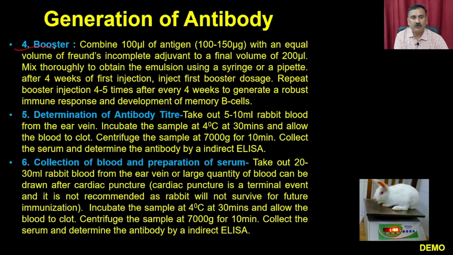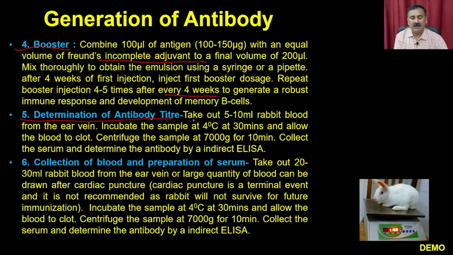Then you are going to do the booster. Exactly the same way you are going to prepare the antigen, except that here you are going to use the incomplete adjuvant, and that's why you put the boosters. Once you do the booster, you have to wait for 4 weeks, and that's how it is going to have a robust immune response, and it is going to produce a large quantity of antibodies.